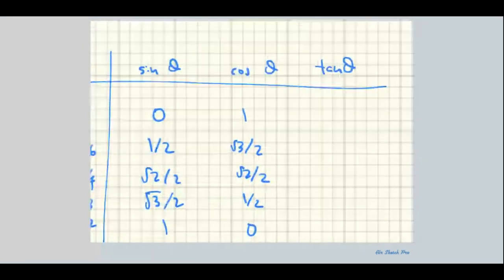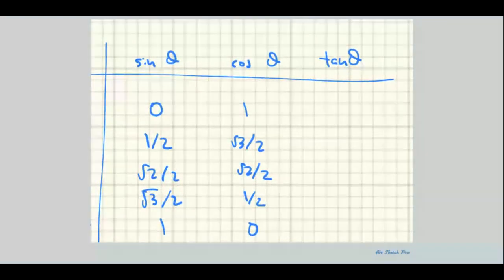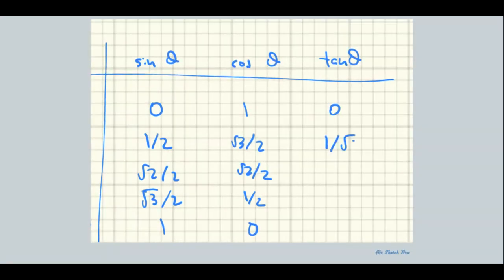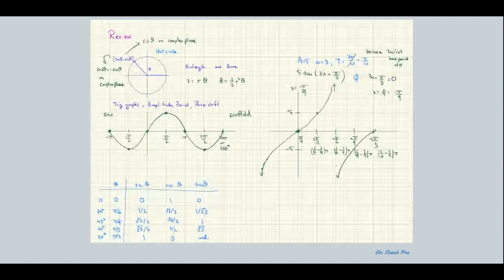And then for the tangent, you just use the identities, tangent is sine over cosine. 0 divided by 1 is 0. 1/2 over root 3 halves is 1 over root 3. And 1, just because they're the same, root 3 halves over 1 is root 3. And then you can't divide by 0, so it's undefined.